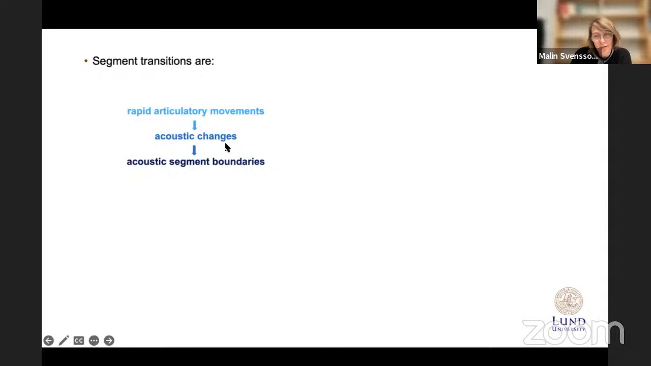Segment transitions are rapid articulatory movements. These rapid movements cause acoustic changes, which we then mark as segment boundaries. This relationship is already well known, but the nature of the rapid movements has gone quite unnoticed in phonetic science.